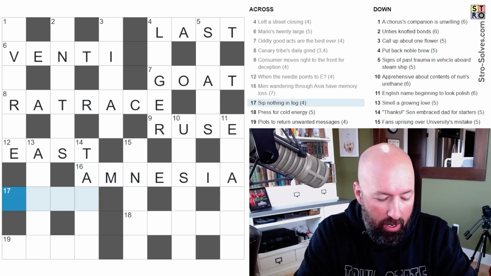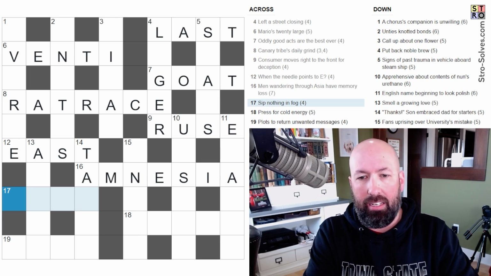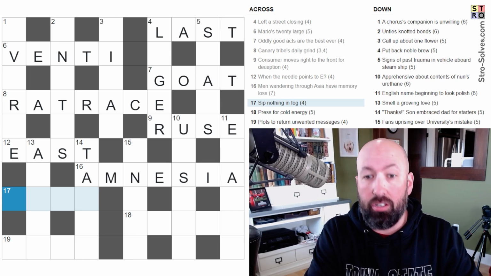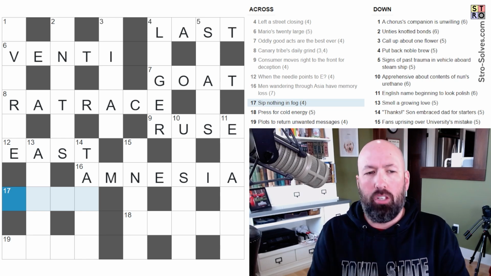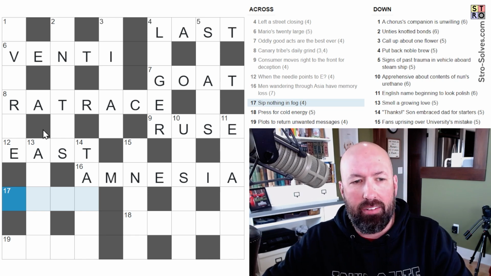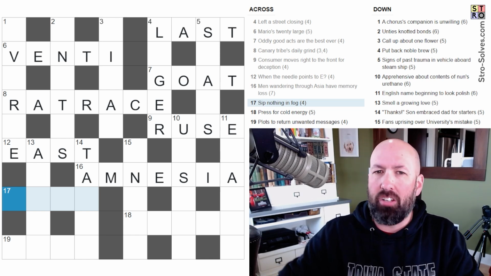All right, sip nothing in fog. Now, I had comments from a couple of people about this one, and that they didn't quite understand how it works. Now, this one is a little bit, the synonyms are a little obscure, not in the same way as rat for canary, I don't feel like, but it's just maybe not as commonly used.